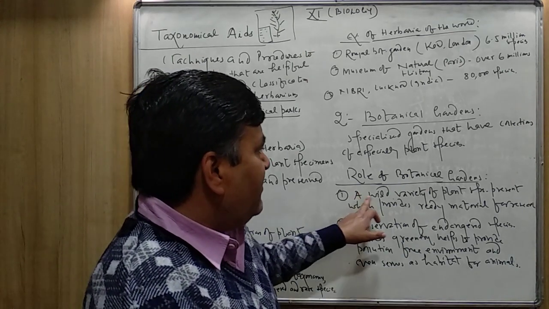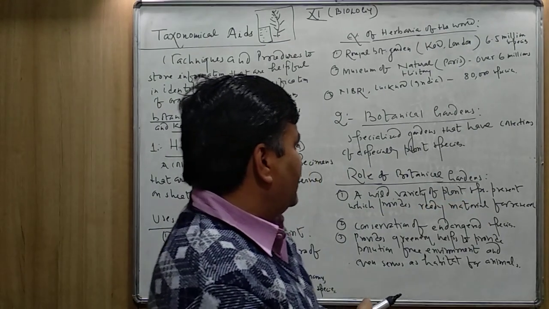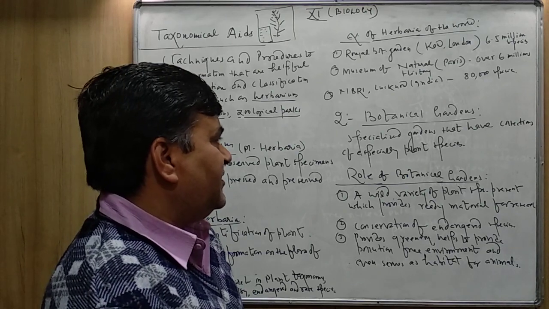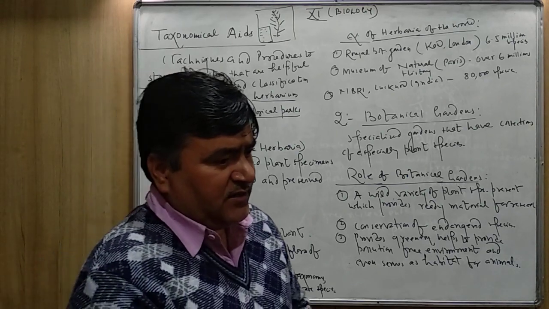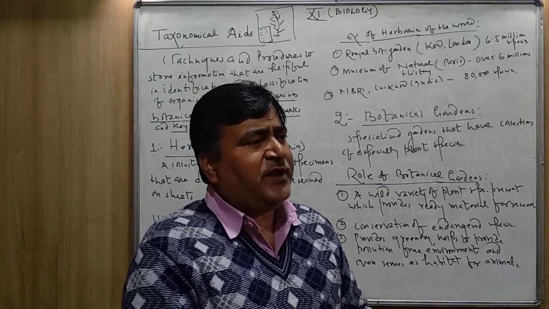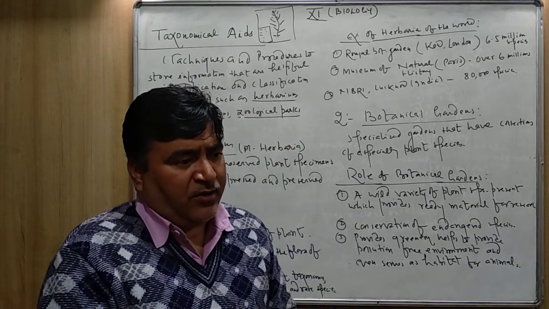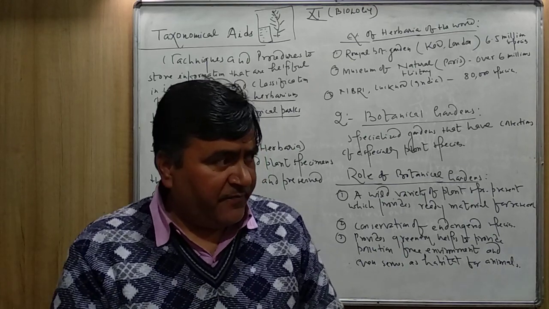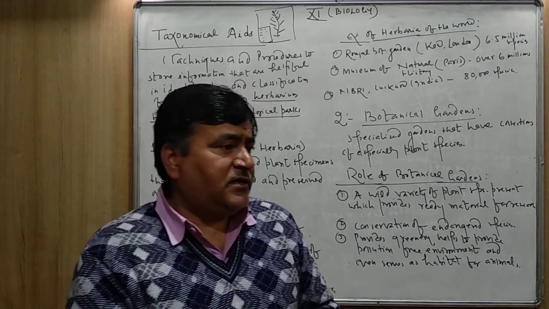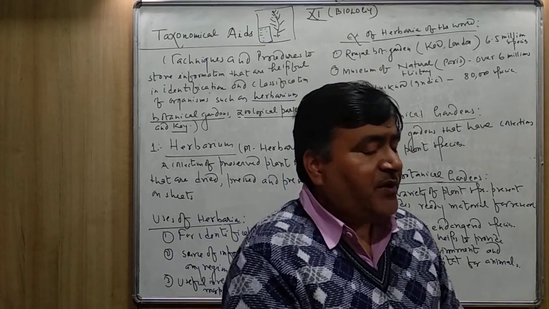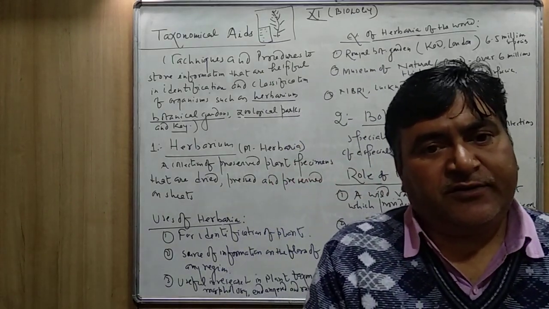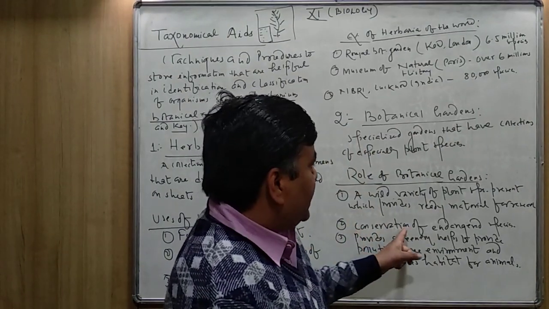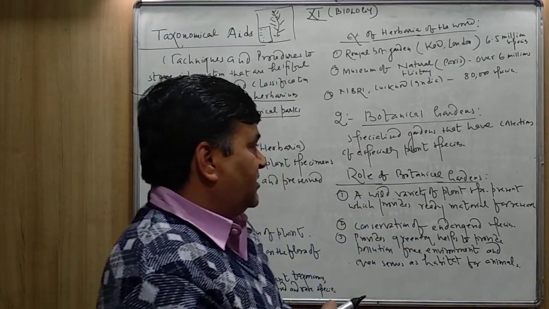It contains a wide variety of plant species, which provides ready material for research. The botanical gardens may have so many wild varieties of plants, and these varieties of plants may be used for research work. It also helps to conserve the endangered species.